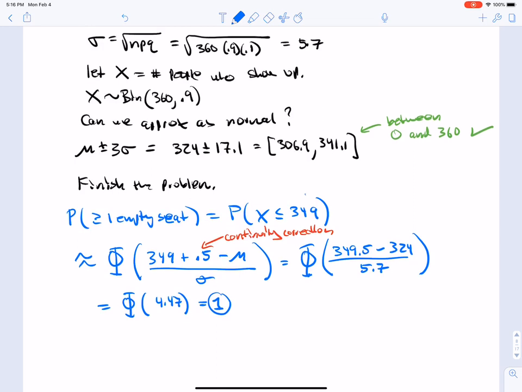So the probability that there's at least one empty seat is the probability that there are less than or equal to 349 people who show up, and we do a continuity correction here, and so we get phi of 4.47, which is very close to 1.